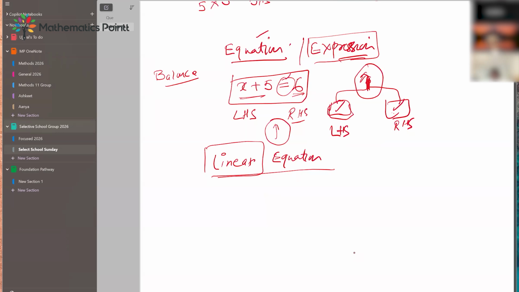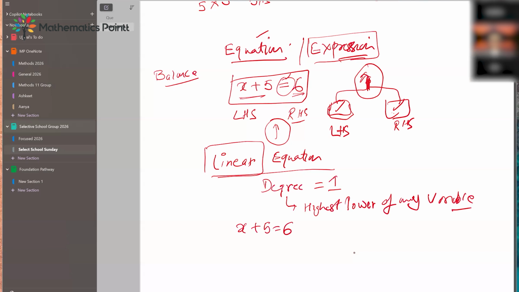Yes. So linear equation means the degree is 1. Now, what is degree? I've explained it many times and I'll reiterate it again. The highest power of any variable. So if I say x plus 5 equals 6, how many variables do I have? Only one. What is the power of this variable? The highest power. x is nothing but x raised to the power of 1. So when you have such a scenario, this equation is called a linear equation.